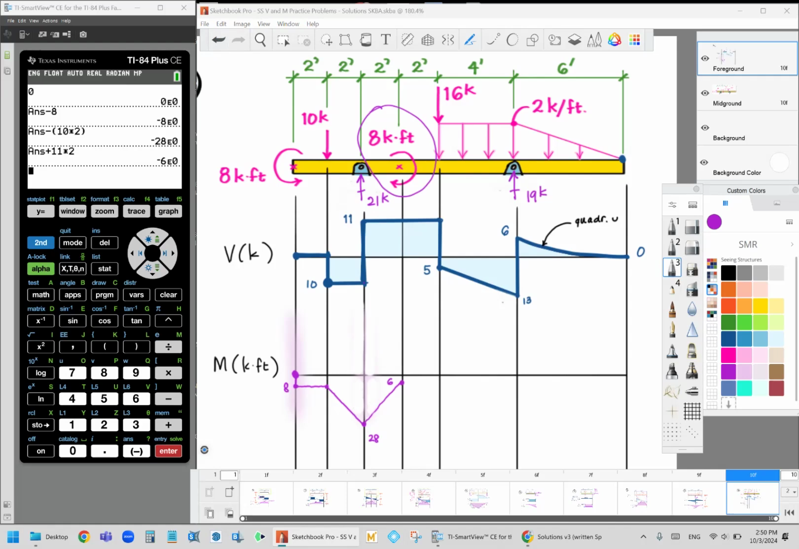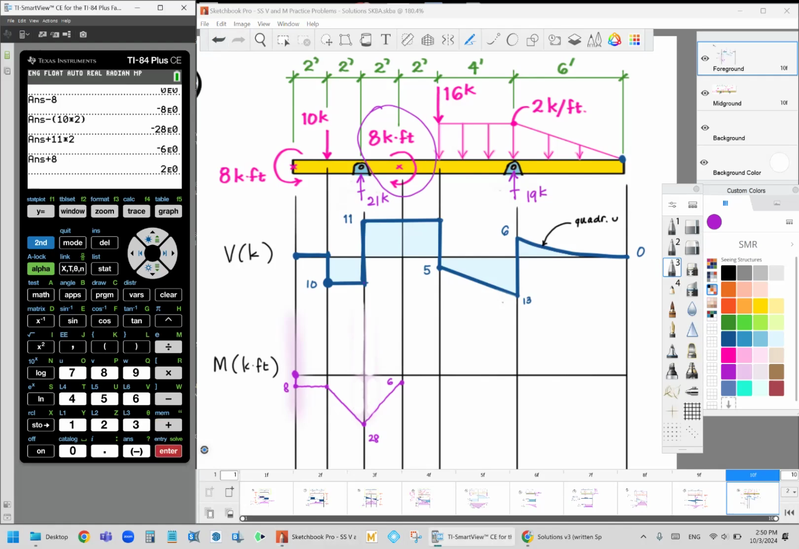All right, we got to jump by the 8 kip feet, and it is a clockwise one. Clockwise means jump up plus 8. That lands me at positive 2. Now, another positive chunk. 2 times 11 is 22, plus 22. Add that in. Now I'm at 24.